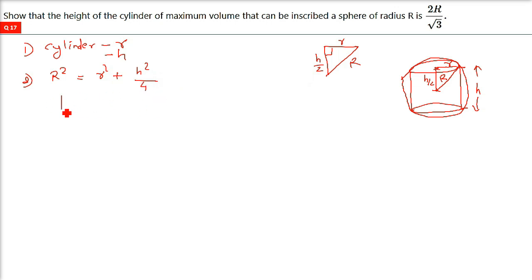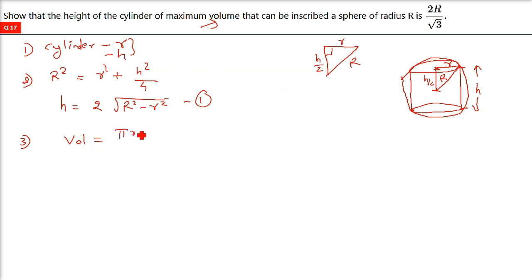Now we have got a relationship. Capital R is already given, while small r and small h we have imagined by ourselves. So h will give you twice the square root of R square minus r square. One is the capital one, the other one is the small one.